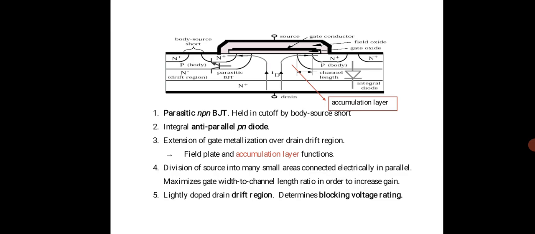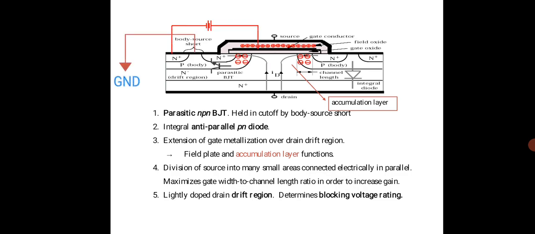The parasitic NPN BJT is held in cutoff by the body source short, with an integral anti-parallel PN diode, and an extension of gate metallization over the drain drift region. So the field plate and accumulation layer functions. The source is divided into many small areas connected electrically in parallel. It maximizes the gate width to channel length ratio in order to increase gain. The lightly doped drain drift region determines the blocking voltage rating.